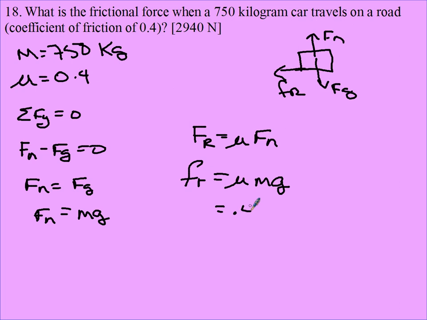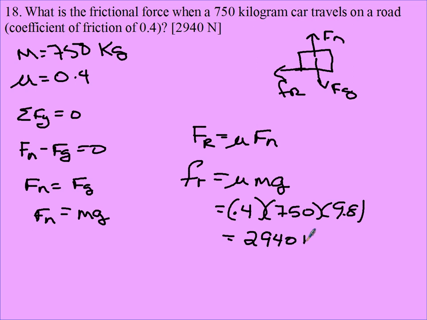So let me plug my numbers in. 0.4, the mass is 750, and g is of course 9.8. So we get the frictional force is 2,940 newtons. Now you see the frictional force doesn't depend upon the acceleration. I don't know what other forces are being applied.